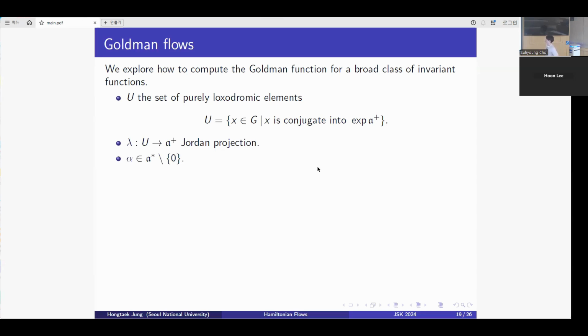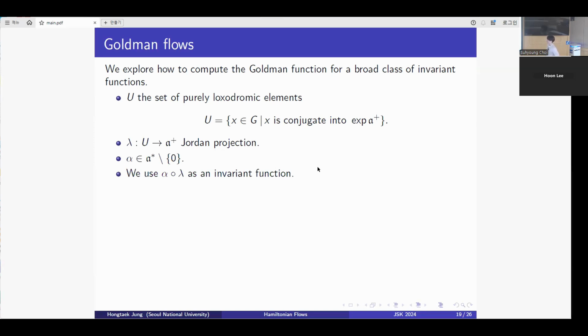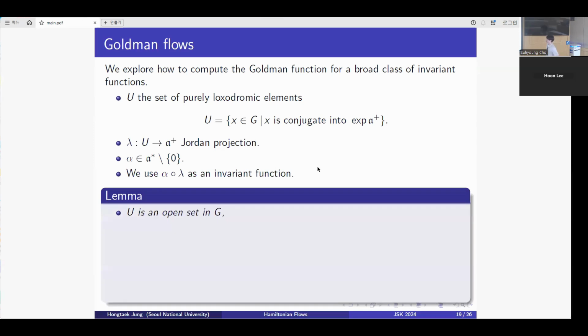You pick any element in the dual of your Cartan subalgebra, and you consider the following map. This is invariant under conjugation because lambda is invariant under conjugation. The lemma says that we are going to use this as an invariant function. But to say this, we need to know that this function is at least differentiable. Well, alpha is already differentiable, so the important point is that the Jordan projection is differentiable.